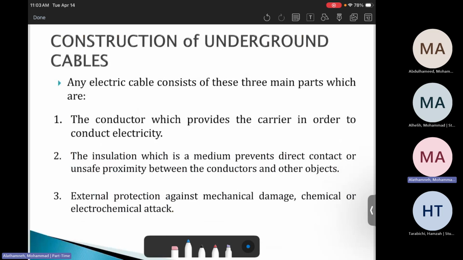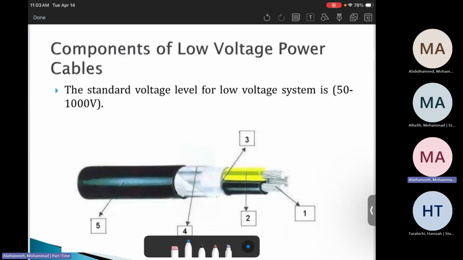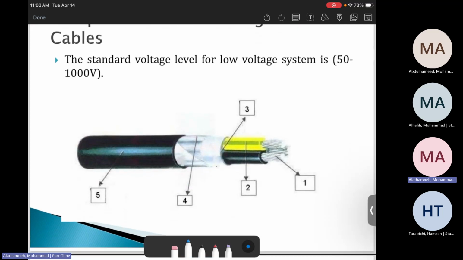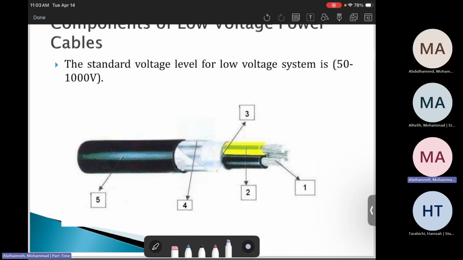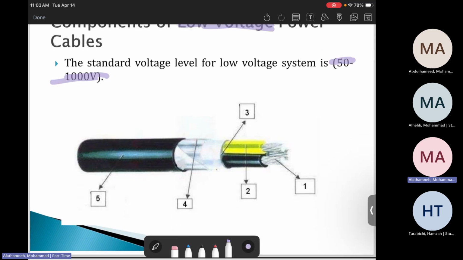Construction of underground cables: we need to make sure the conductor provides the carrier to conduct the electricity. We have the insulation material, to make sure it's insulation safe. And there is external protection for mechanical damages, chemical damages, electrochemical attacks. So when we look at it here, this cable is used in low voltage power cables, which is between 50 to 1,000 kilovolts.